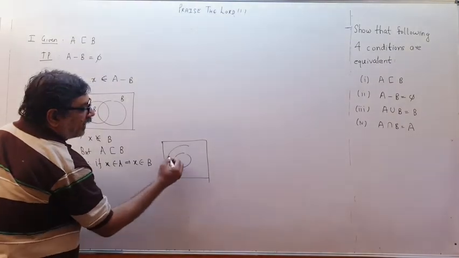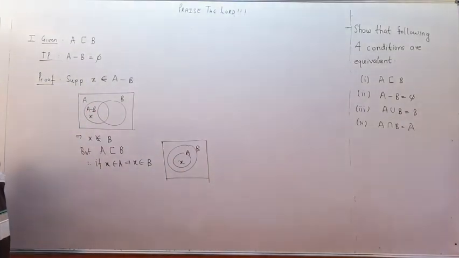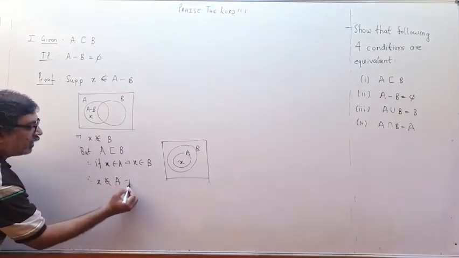Like this. This is A and this is B. So if I take x in A, it has to come in B. I cannot conclude this thing. Therefore, our conclusion is wrong by taking x belongs to A minus B. Therefore, x cannot belong to A minus B.